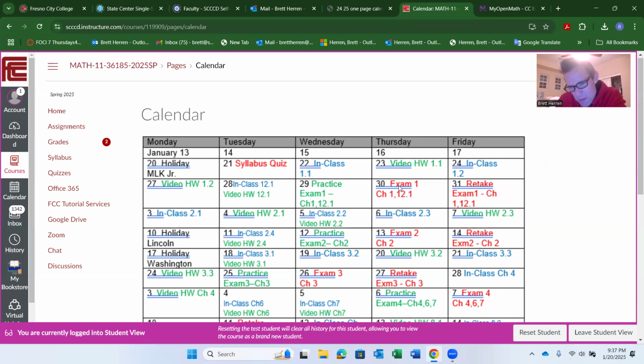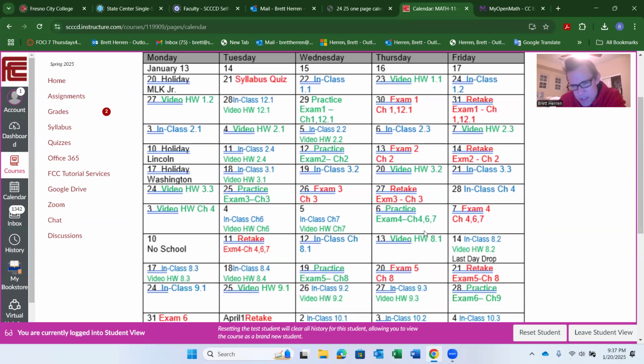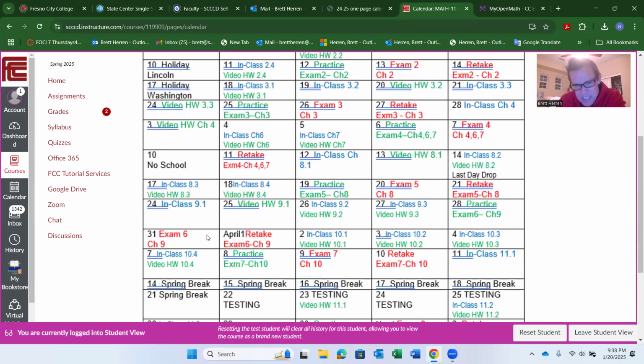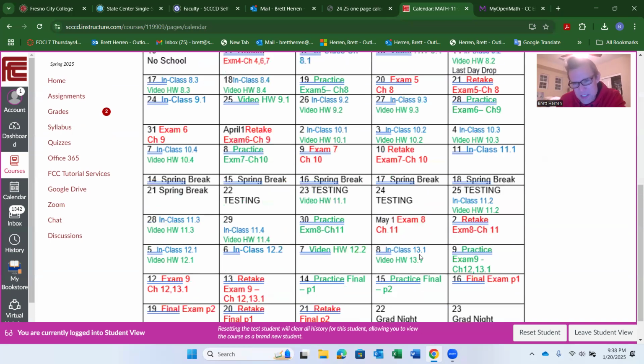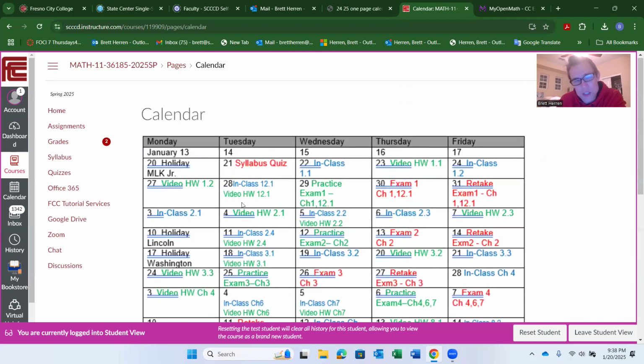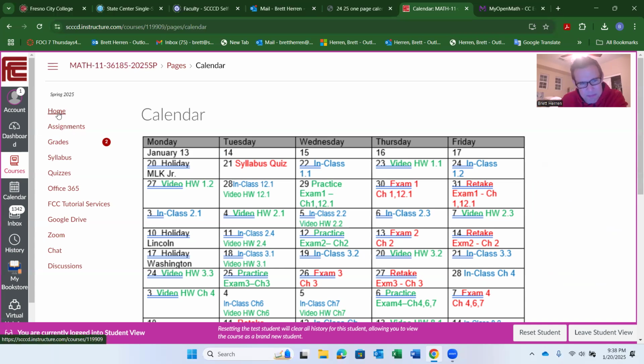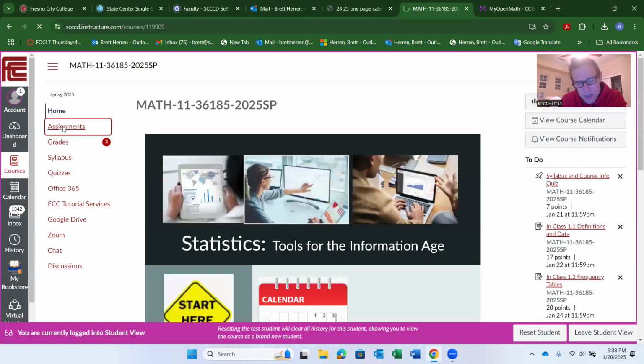But right now, exam number one is going to be next week, Thursday, the 30th of January. Exam one. There's a retake. So notice every exam has a retake opportunity. Exam three, retake. Exam four, retake. Exam five, retake. Exam six, retake. Exam seven, retake. Exam eight, retake, etc., like that. So there's that first off. That's when they're coming, so you know when they're coming.